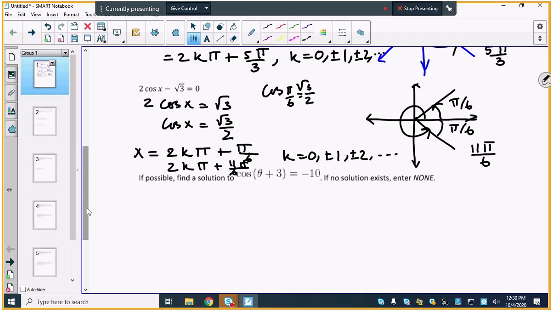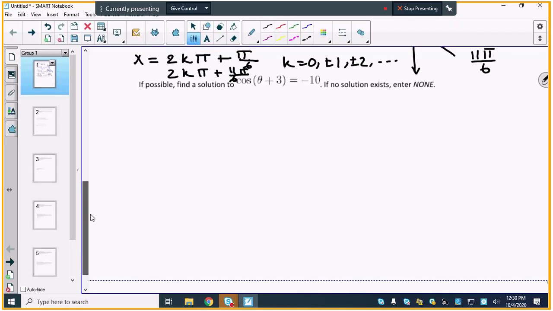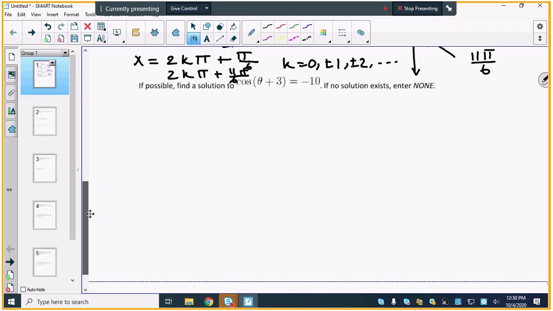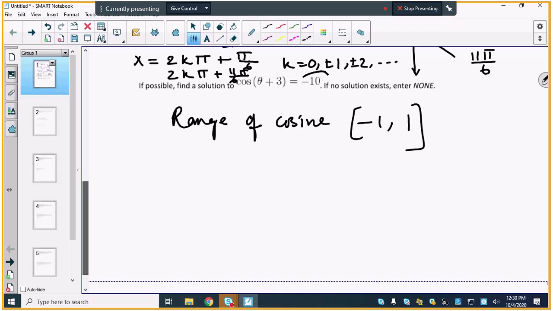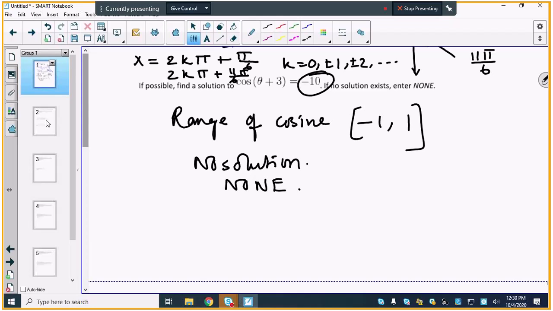All the integer values. If possible, find a solution to cosine theta plus 3 equal to negative 10. If no solution exists, enter none. Remember, I don't have to solve this because the range of the cosine function is between negative 1 and 1. I said negative 10 and 10, but negative 1 and 1. That is the range. This value is outside the range. So there is no solution, so in Top Hat, when I'm answering, I will say none. Or I will read the instruction. And that is your general procedure.